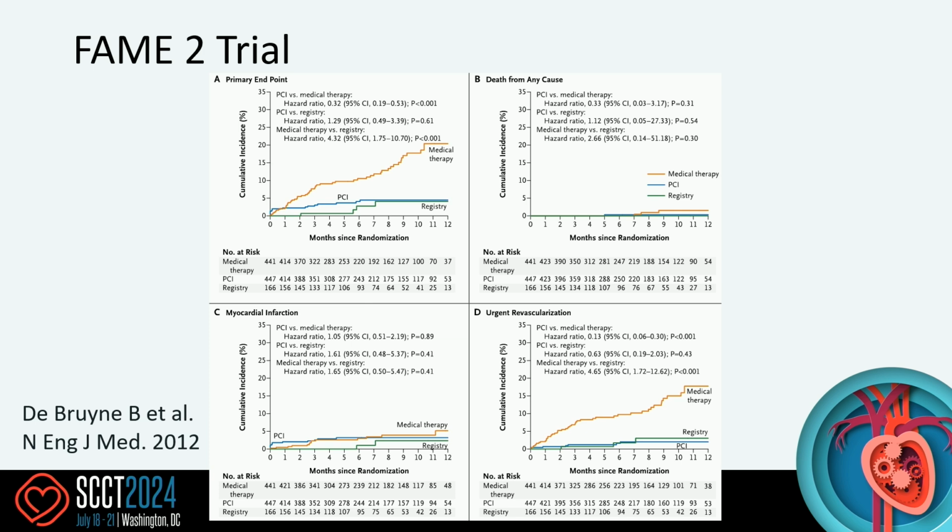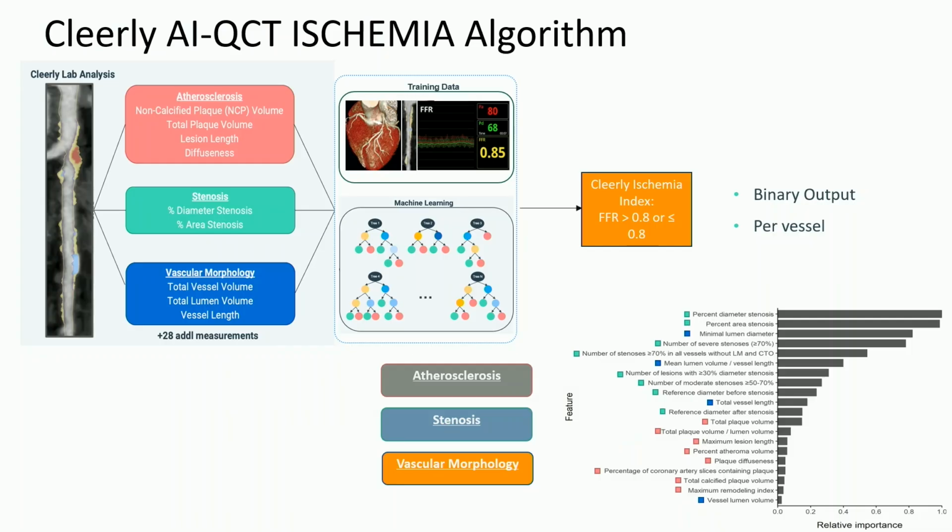FAME 2 and FAME studies and other studies in the field showed us that if you revascularize, if you relieve ischemia or hemodynamically significant stenosis, that's where you get improvement in outcomes over time. So the response of the Cleerly AI-QCT ischemia algorithm is to use AI machine learning, take the measurements from atherosclerosis, stenosis, and vascular morphology, and put them in a model on a vessel basis. You can determine the high likelihood of having an abnormal invasive FFR-CT. You have a binary output on the vessel level, and of course you can put it together for the patient.